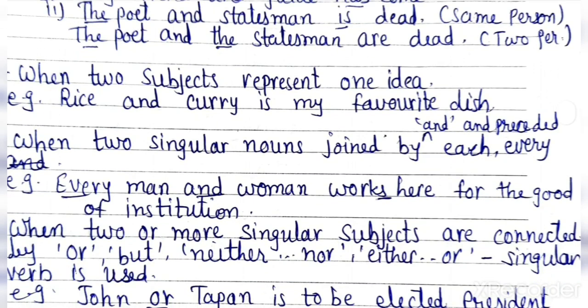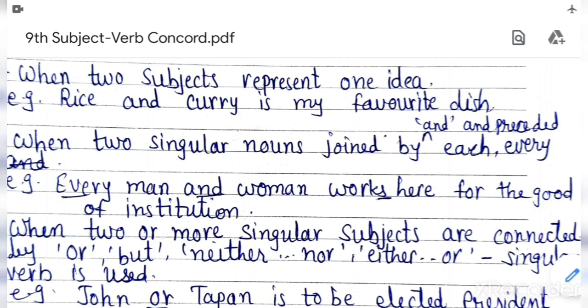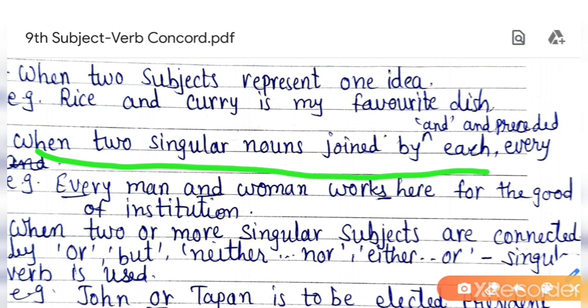Okay, next rule is when two subjects represent one idea. Here rice and curry, they represent one idea. What is the idea? Dish. Okay, what is the common idea? Dish. And these two are of same category. Okay, food category. So singular verb will be used. Understood?